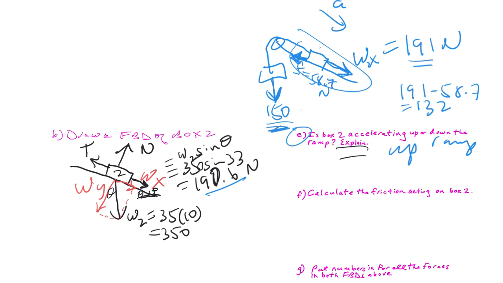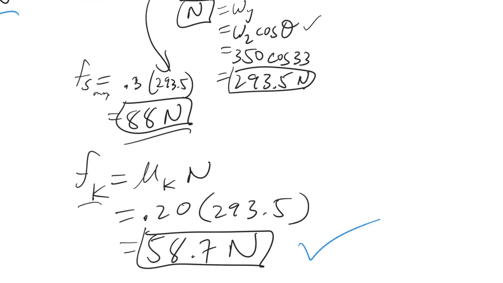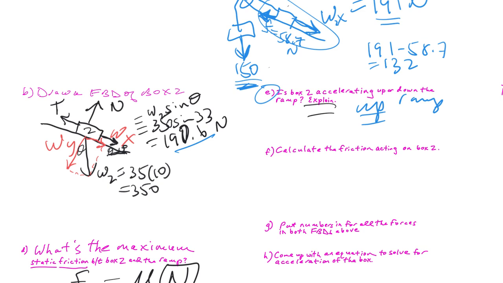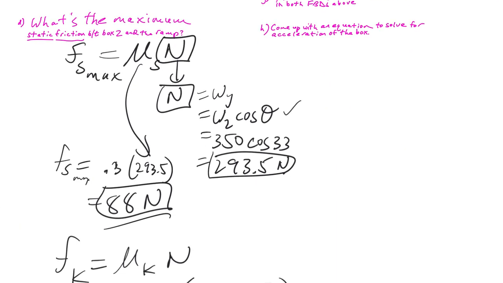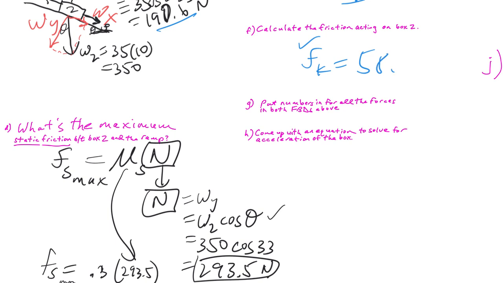So I'm going to calculate friction acting on box 2. Well, I did that down here, 58.7 newtons, assuming that it's sliding up the ramp. So this is kinetic friction. It's equal to 58.7. I did that before.